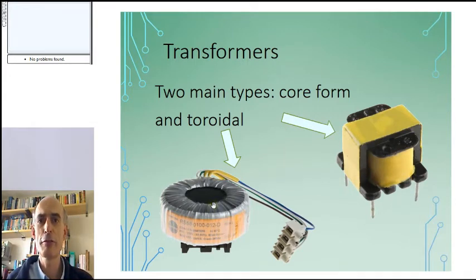More expensive, because they're harder to make, are the toroidal transformers. And these are transformers where the two coils of wire are wound around a toroid, a sort of donut-shaped core. This has the advantage of keeping almost all of the magnetic field within the circular toroid itself, so it has much less effect on any surrounding circuitry.